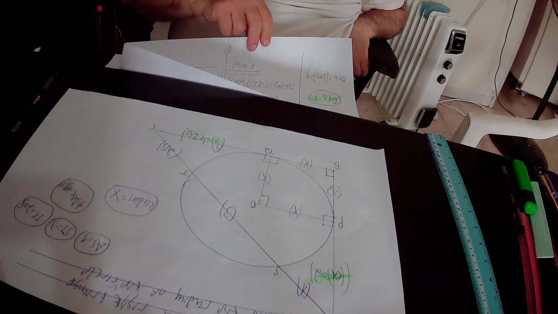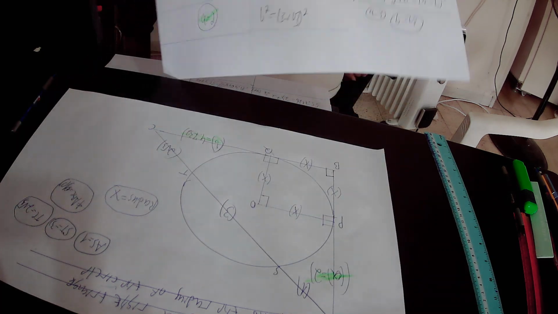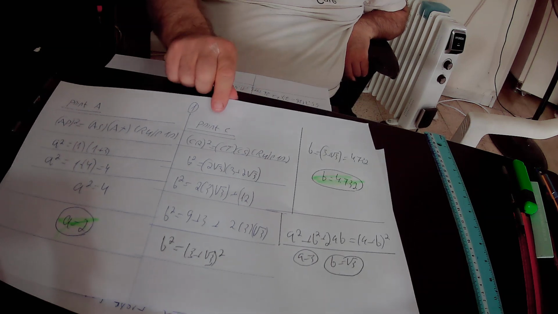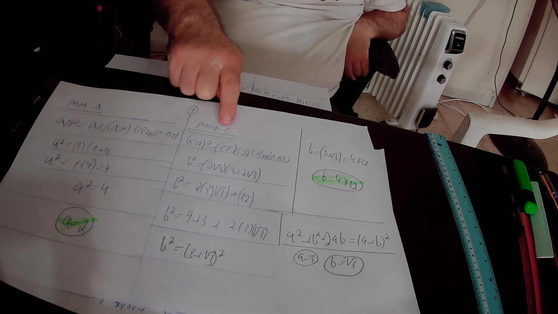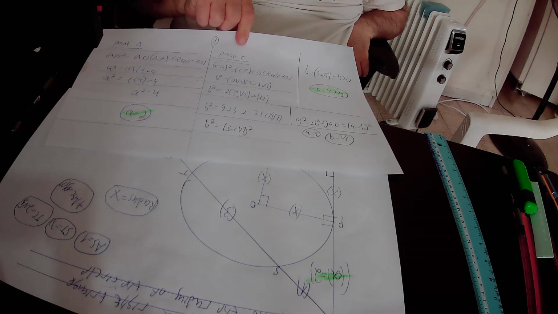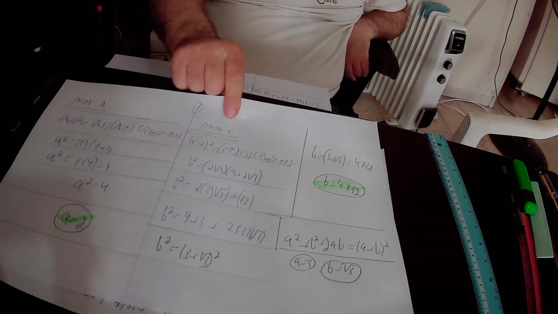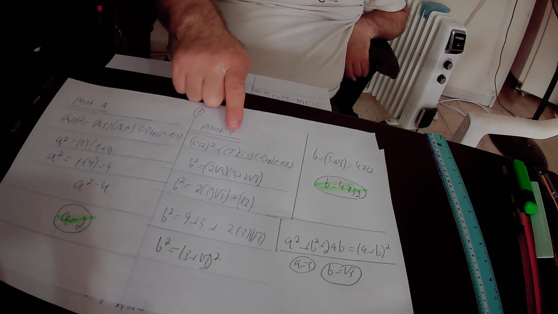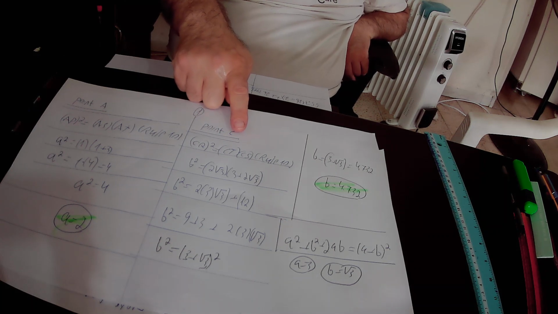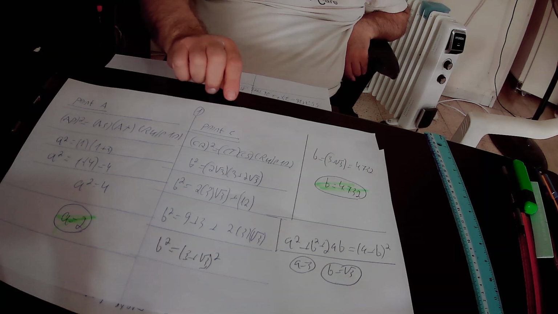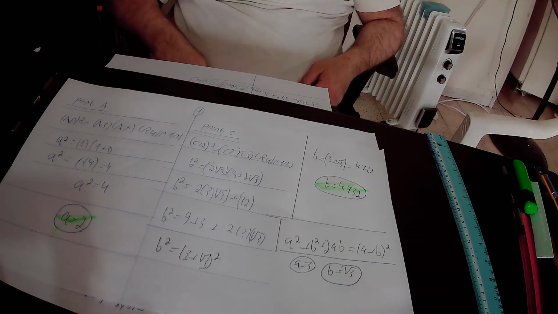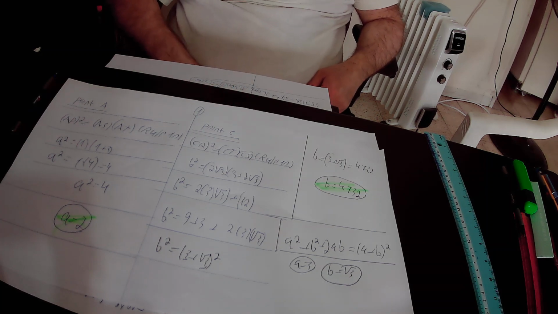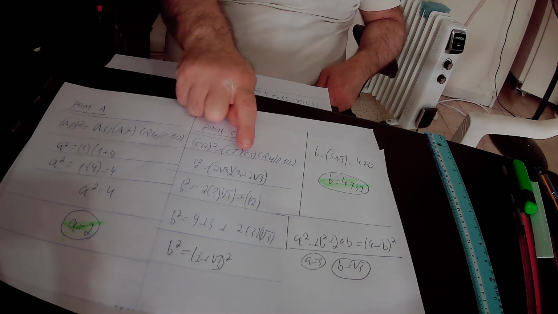CQ equals B, according to our definition, therefore CQ square equals B square, and it equals CT times CS. CT equals 2 times square root of 3. CS equals 3 plus 2 times square root of 3. So in conclusion, we found out that B square equals 2 times square root of 3 times (3 plus 2 times square root of 3).